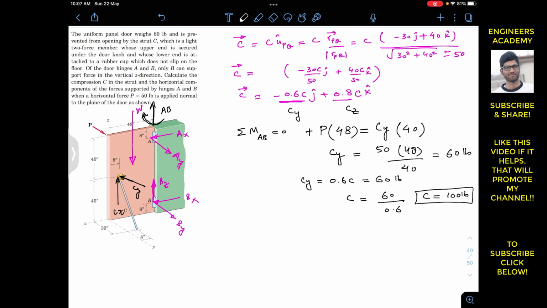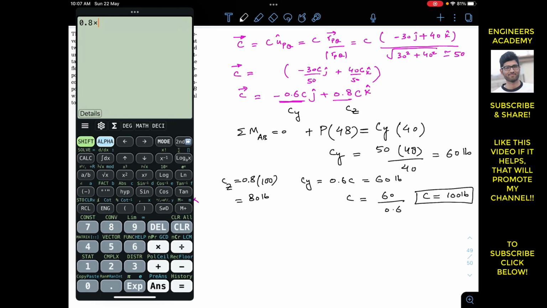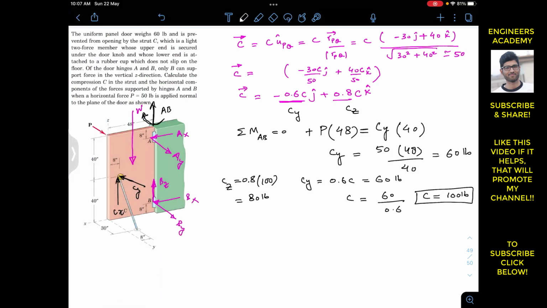Similarly, once we know c, we can find cz. So let me write that cz magnitude is 0.8 times c, so I will write 0.8 into 100, so this will give us 80 pounds. Cz is 80, right? So 0.8 into 100 is 80 pounds. So this is cz. So now we know cy magnitude is 60 pounds and cz is 80 pounds.